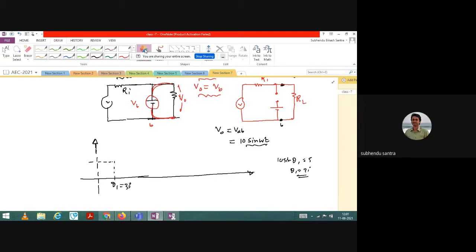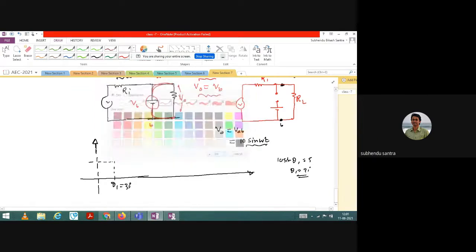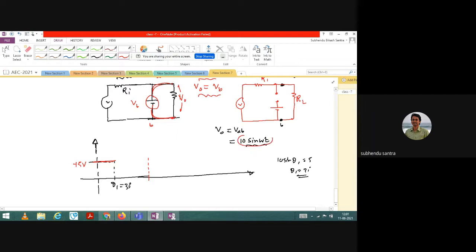So what is the output voltage? It is VB, which is 5 volt, plus 5 volt. From θ1 to θ2, it is reverse biased. Reverse bias means the voltage is 10 sine omega t. At the 90 degree point, the maximum voltage is 10.